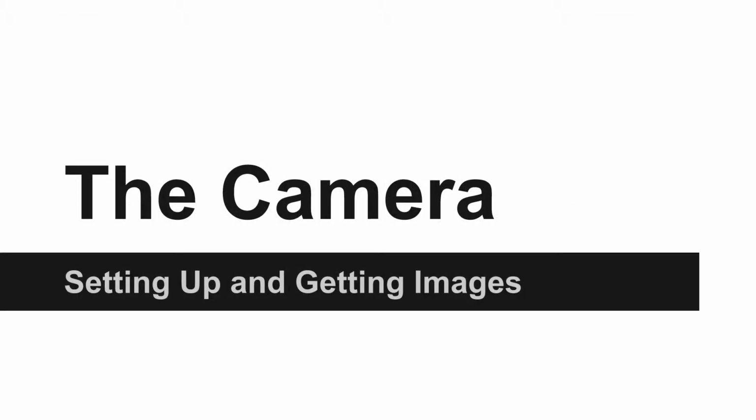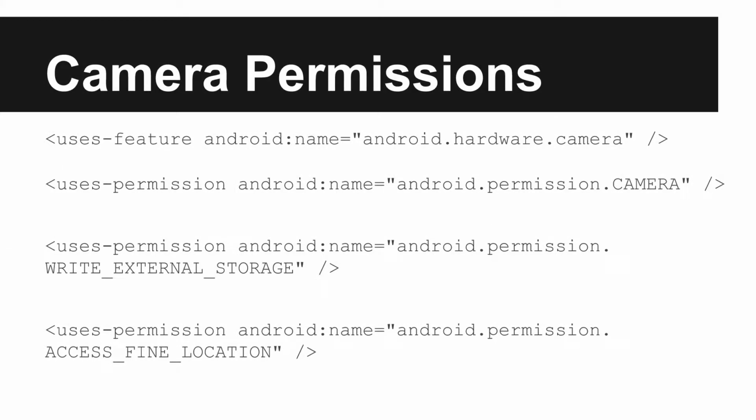Alright, now I'm going to show you the code that we're going to use in order to set up our camera and start getting images. So we declare the uses_feature android:name equals android.hardware.camera in our Android manifest file. We then have three sets of permissions: android.permission.CAMERA, android.permission.WRITE_EXTERNAL_STORAGE, and android.permission.ACCESS_FINE_LOCATION. You may be wondering about the latter two permissions.